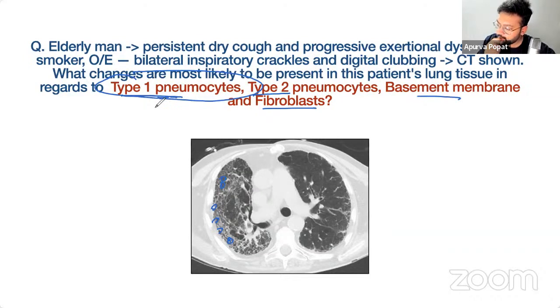Damaged. Very good. So if I ask you about the numbers, will they be increased or decreased? Decrease. Very good. So type 1 pneumocytes are damaged in fibrosis, so they'll be decreased.